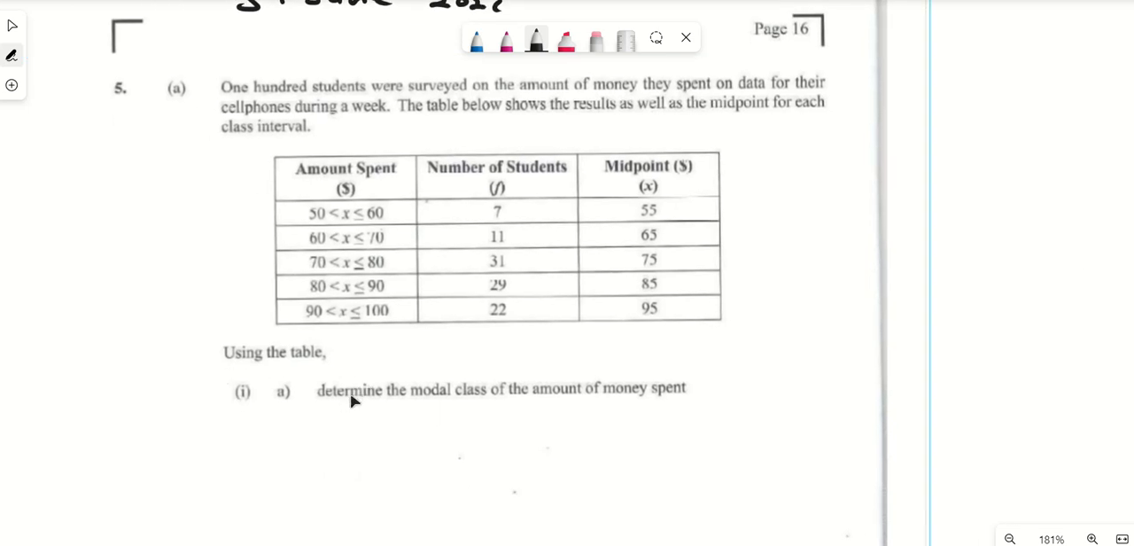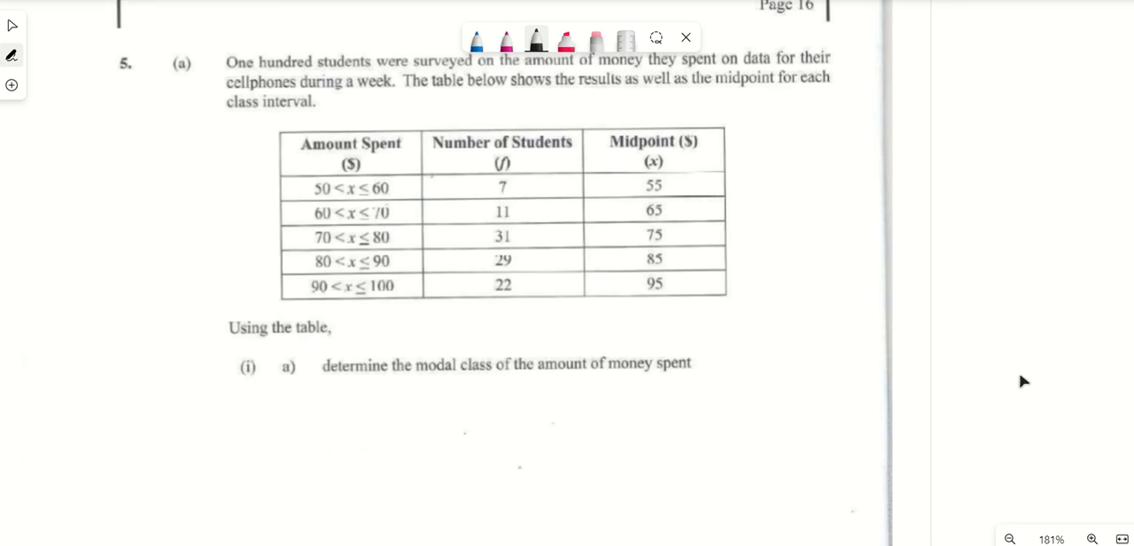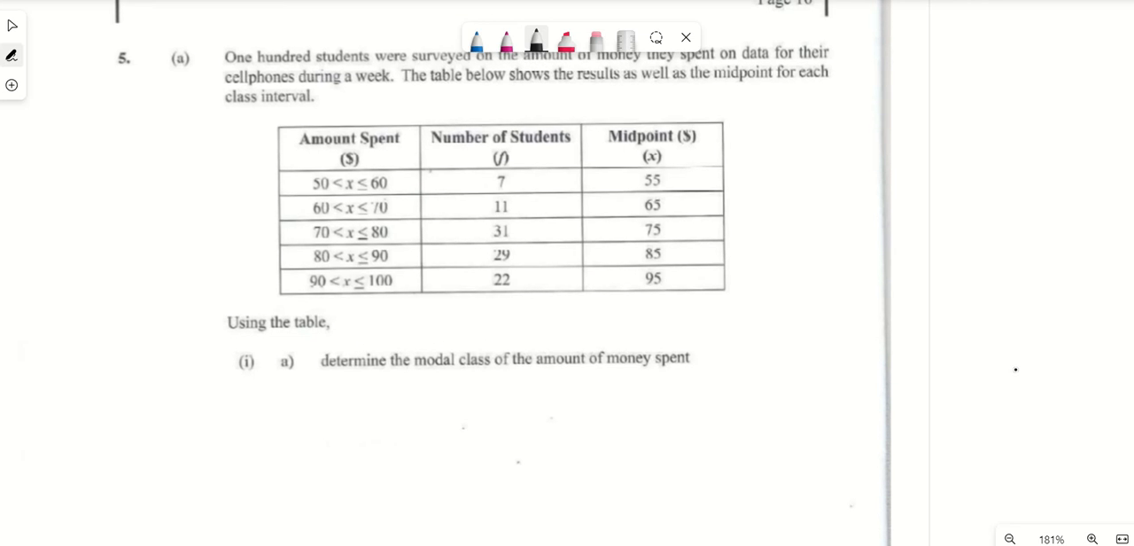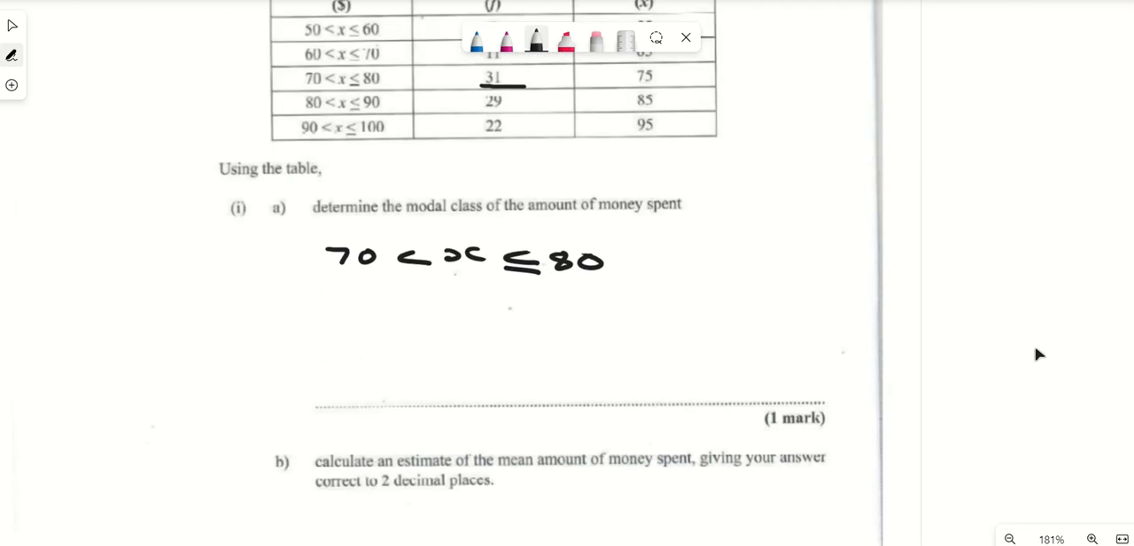So using the table, determine the modal class of amount money spent. So the modal means the most amount of money that was spent. If we look at the number of students, 7, 11, 31, 29, and 22, we know that the most number of students would be 31. So the most popular amount of money spent would be the amount of money spent for the 31 students, which would be 70 < x ≤ 80, which just means that x is more than 70 but less than or equal to 80, and that would be your answer for this first part here.